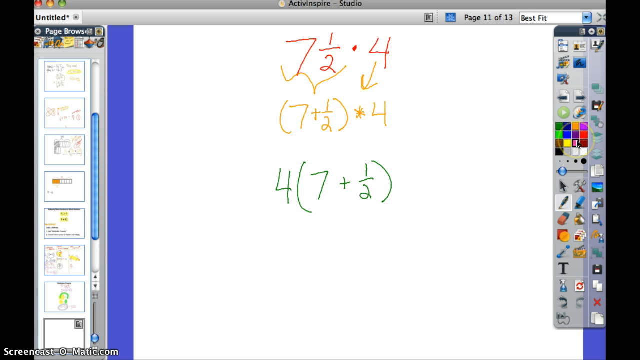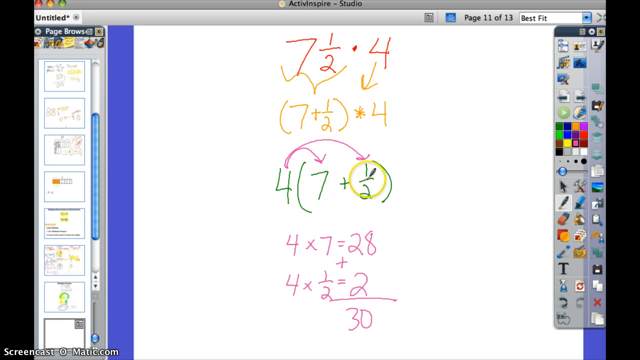Now the 2 multiplication problems I have when I distribute the 4 are 4 times 7 and 4 times 1/2. Okay, 4 times 7 is 28, and 4 times 1/2, if we just take this and move it right on over, is 2. So your answer is 30. Now I hope that you see this with the picture too. So I want to show you the picture just very quickly to get your brain remembering why. Why can we take 4 groups of 7 and 4 groups of 1/2?